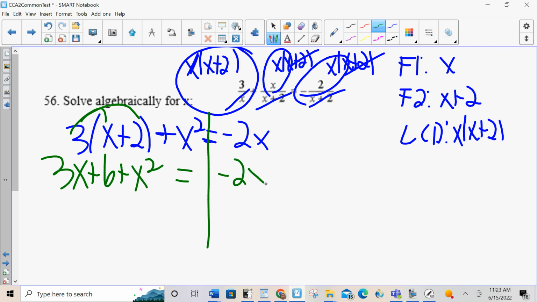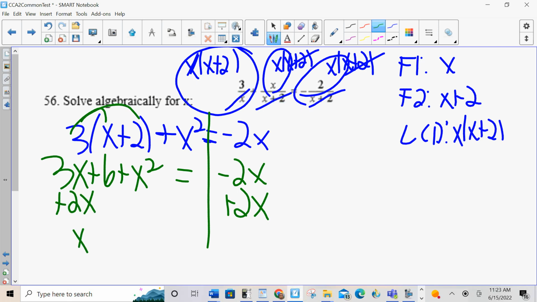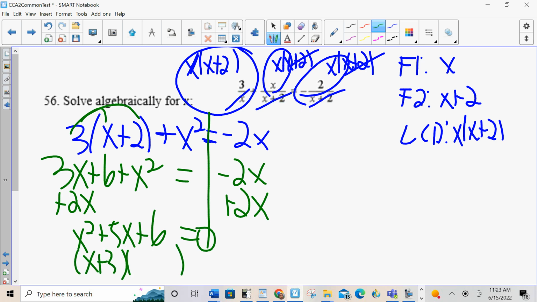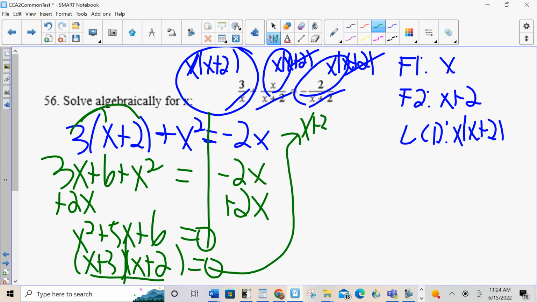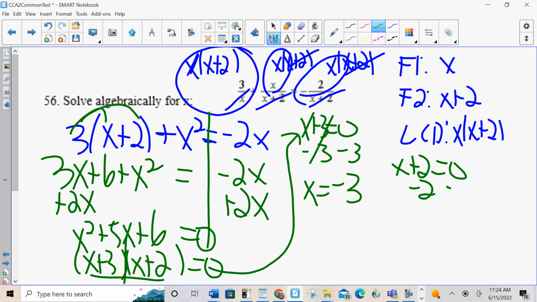Mr. X squared, he wants to party. All of his friends have to come over. I'm going to rewrite this in standard form. x squared plus 5x plus 6 equals 0. I factor. And I set each factor equal to 0. I get x equals negative 3. I get x equals negative 2.